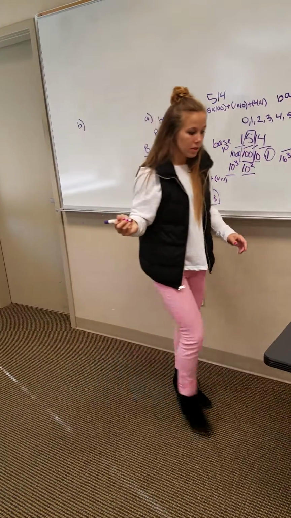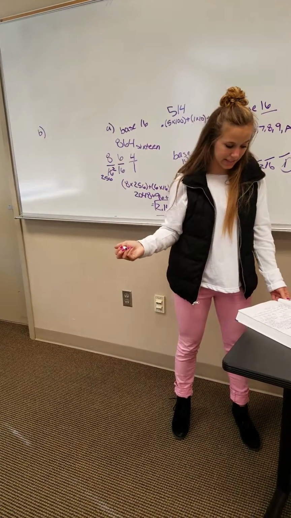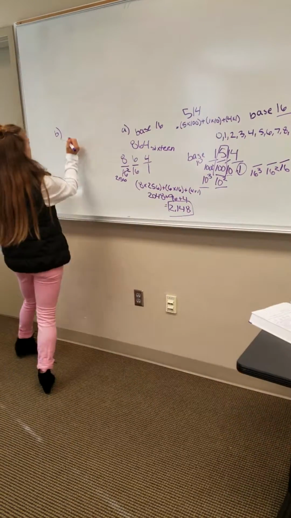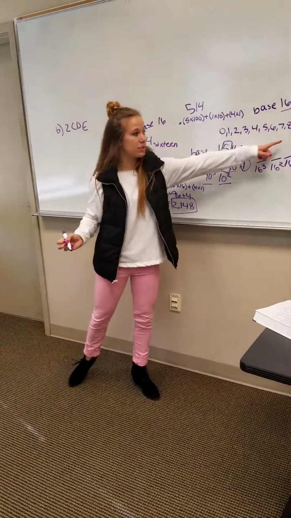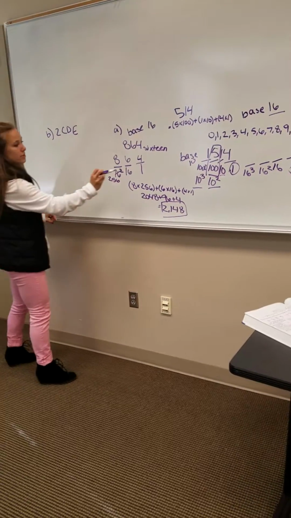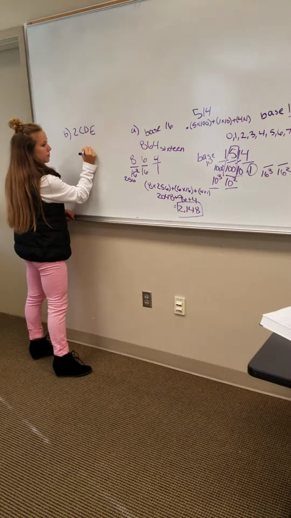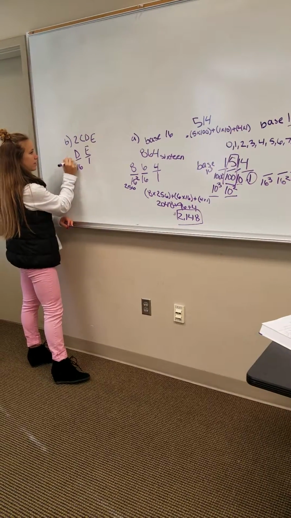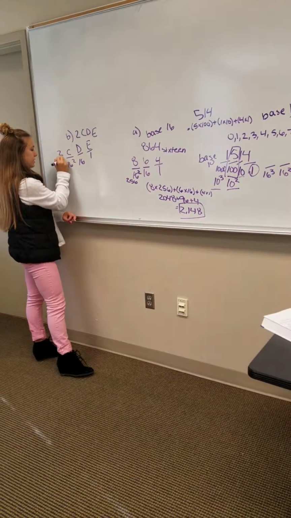For part B, this one is where it gets tricky because now we get past the 9s and we have 2, C, D, E as our problem. So 2, C, D, E. Now is when these letters will start to come into place once we get past 0 through 9. We're going to do the same thing with the place values. The place value for E is going to be 1, D will be in the 16's place value, C in the 16 squared, and 2 in the 16 cubed.